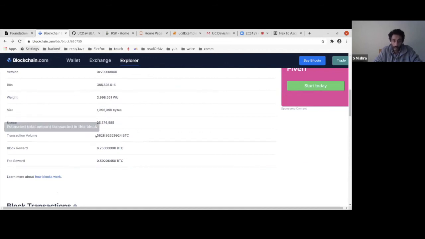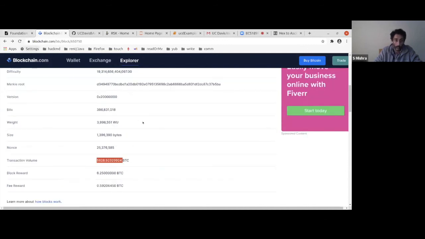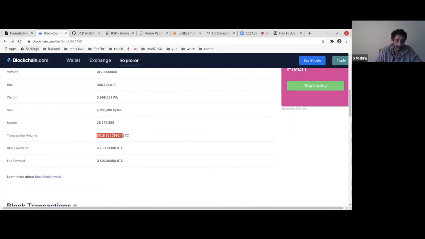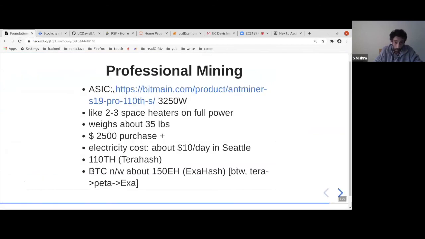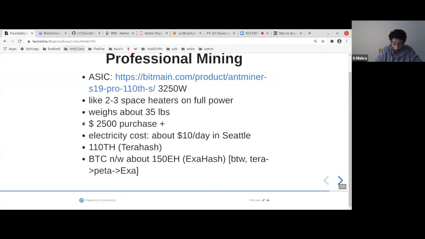I see. But the size of the overall market is way bigger than the number of Bitcoins being created. Right, just this one block in 10 minutes has 6,000 Bitcoin. So that's 1,000 times bigger than the miners.